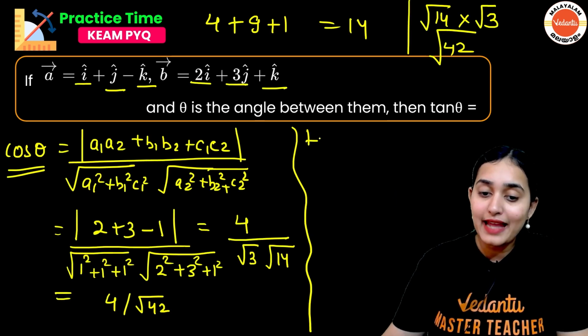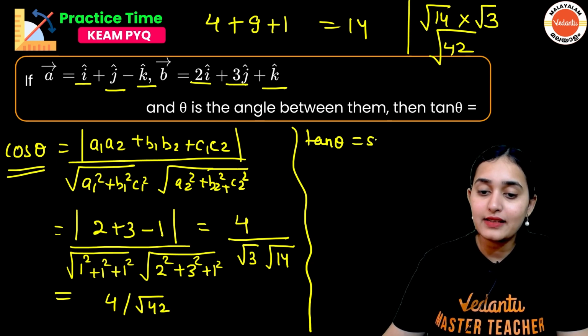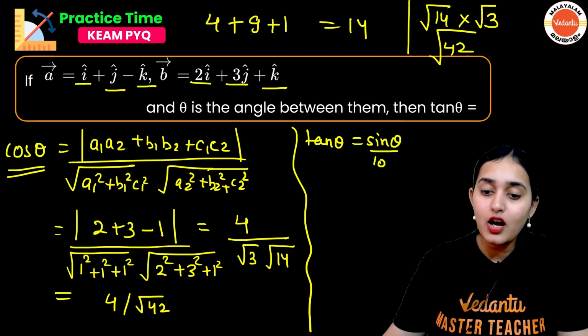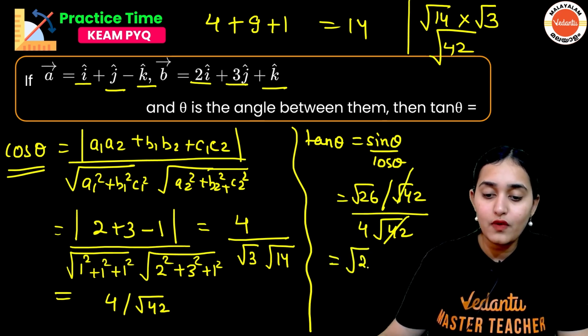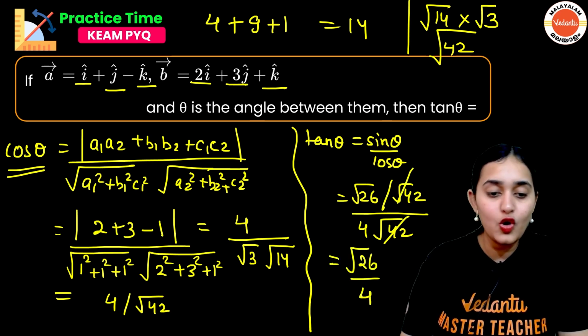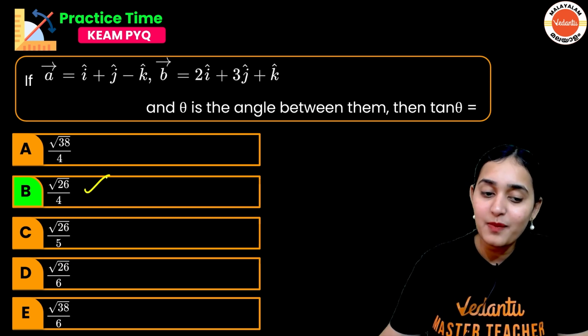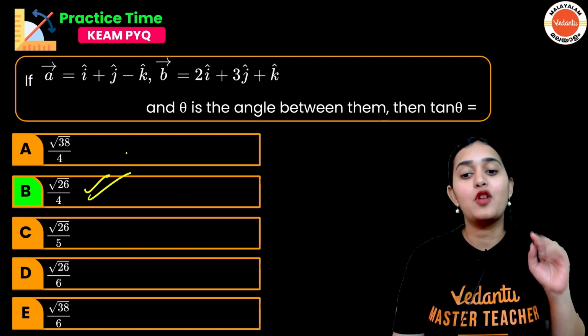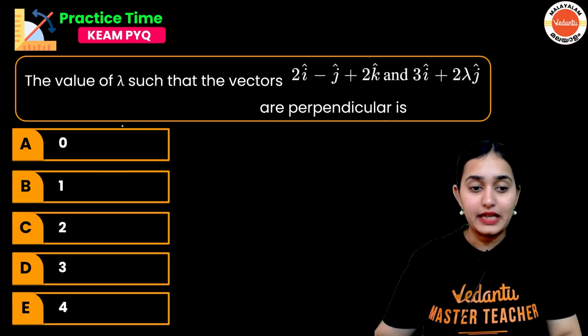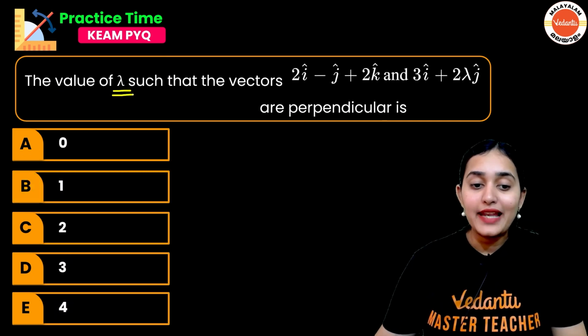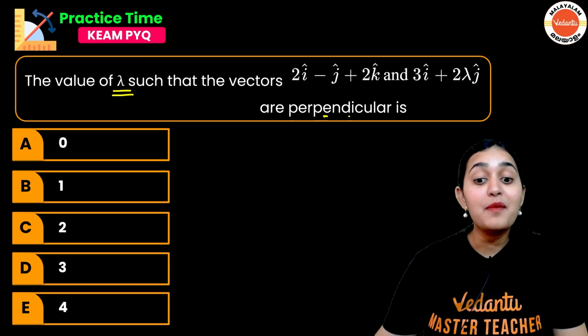Now, you want tan theta value. So, tan theta is sin theta upon cos theta. Sin theta is root over 26 upon root over 42. Cos theta is 4 upon root over 42. This cancels. Your answer is root over 26 upon 4. Which option is right? Option B, root over 26 upon 4. Remember? Okay. Next, what will be the value of lambda so that these two vectors are perpendicular?